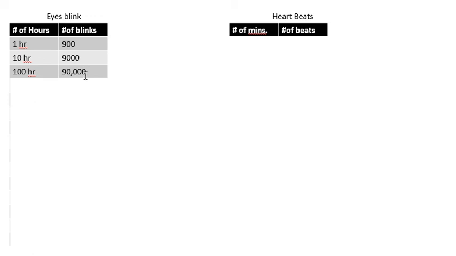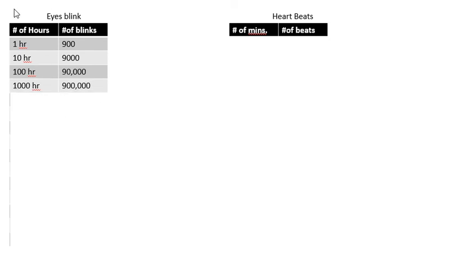That gives us 90,000 blinks in 100 hours. We could have also done 10 times 10 is 100, so 9,000 times 10 is 90,000, but we're still too low. Let's try it again.